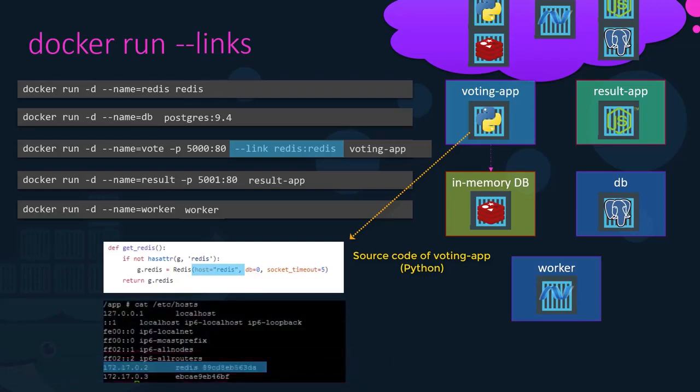What this is in fact doing is it creates an entry into the /etc/hosts file on the voting app container, adding an entry with the host named Redis with the internal IP of the Redis container.